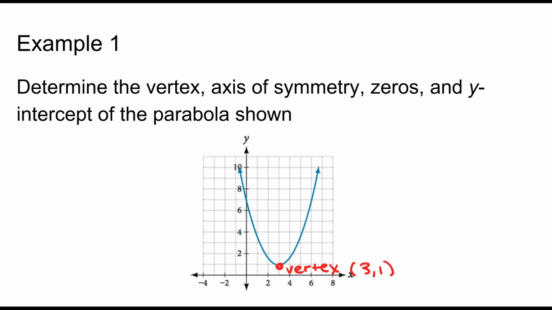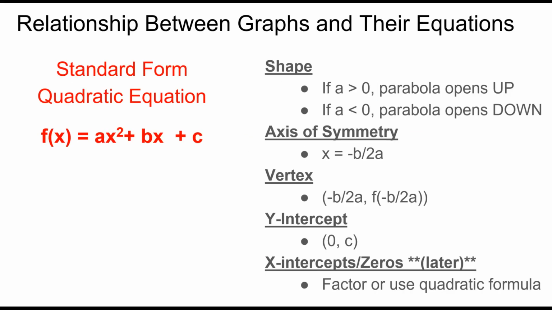Just really quickly, let's double check that this is the vertex here. 3, 1. The axis of symmetry is x equals 3. There are no real zeros here. It does not hit the x-axis. And the y-intercept is 0, 7. If you're not sure how I got those answers, please go back to the video, Graphing Quadratic Functions.